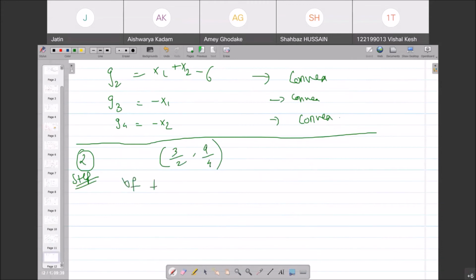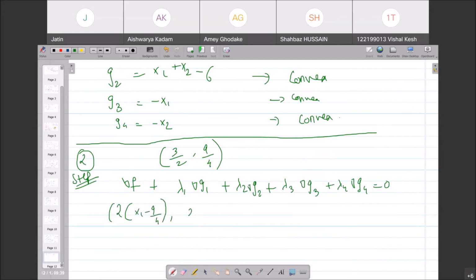Grad f plus lambda 1 grad g1 plus lambda 2 grad g2 plus lambda 3 grad g3 plus lambda 4 grad g4 equal to 0, at x bar. What is grad f? It is twice x1 minus 9 by 4, comma twice x2 minus 2. This is actually very big, so I'm just going to solve half of it and I will give you the rest as homework, otherwise this will take a lot of time. What is grad g1? It is 2x1 comma minus 1, plus lambda 2 into grad g2, 1 comma 1.